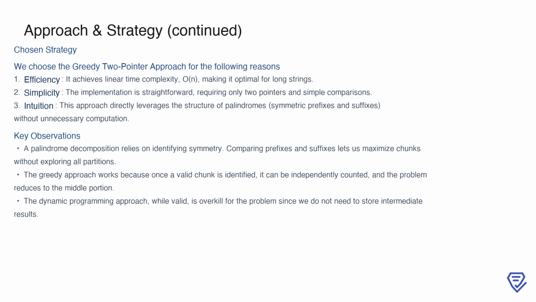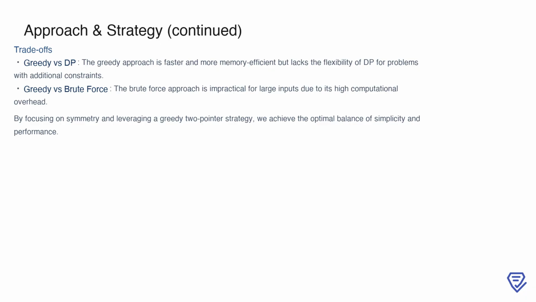While the dynamic programming method is valid, it introduces unnecessary overhead for this specific problem, as we don't need to store intermediate results. The greedy strategy strikes the perfect balance between simplicity and performance. Finally, let's discuss the trade-offs between the different approaches. The greedy two-pointer strategy is faster and more memory efficient than the dynamic programming approach, though it lacks the flexibility of DP when dealing with problems that have additional constraints.